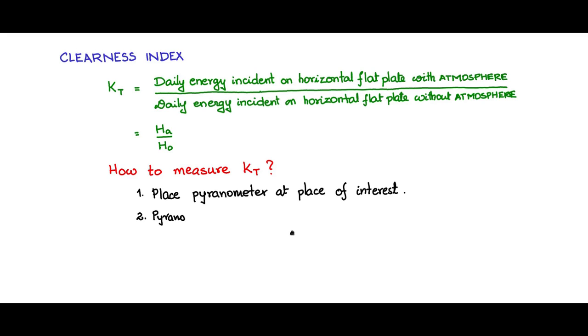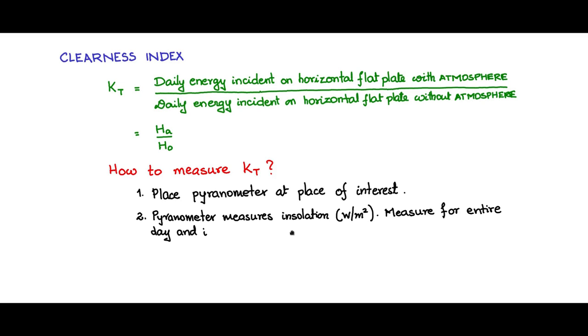So now, after having placed the pyrometer, it gives a measure of the insolation in watt per meter square, and it is a voltage equivalent that you will get. Measure for the entire day and integrate the values, and you will get HA in kilowatt hours per meter square per day. So this would mean you would get the HA for that day number N.